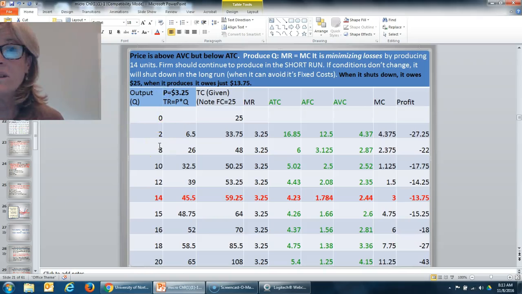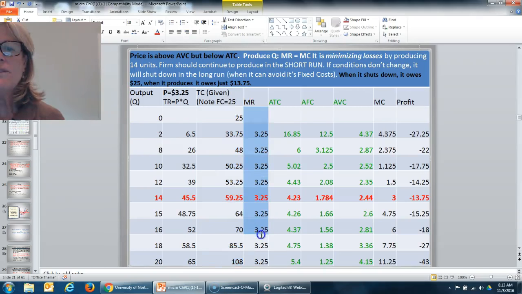Price of wheat is really low. So we recalculate total revenue. My total costs are the same. We have marginal revenue of $3.25 because in Chapter 9, price is equal to marginal revenue. So marginal revenue greater than or equal to marginal cost. So let's compare this to this. We're going to compare marginal revenue relative to marginal cost.